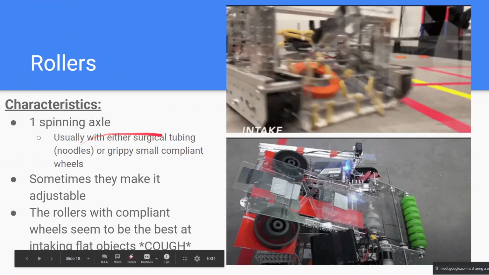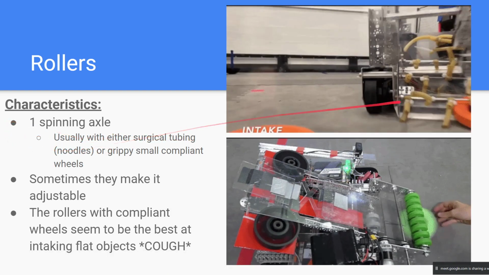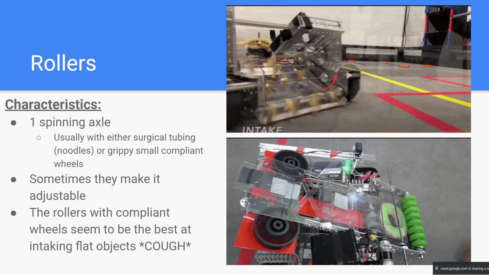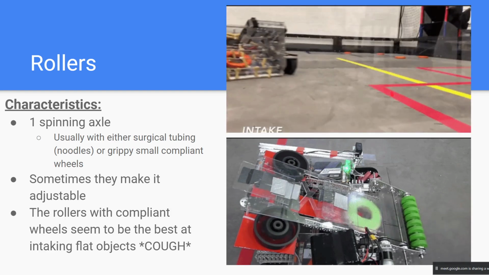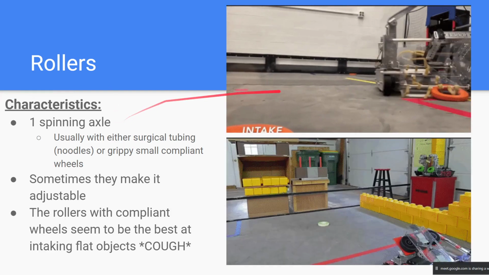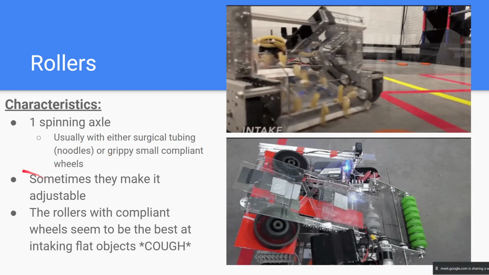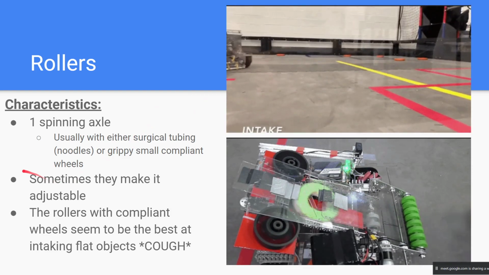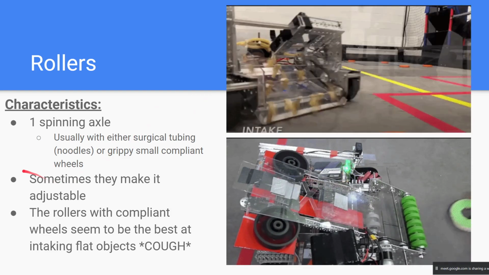So yeah, surgical tubing, or I like to call them noodles. They look like noodles. It's these things. Yeah, they look like noodles. Yeah, sometimes it's adjustable. So what I mean by that, why am I lagging? My mouse is lagging.